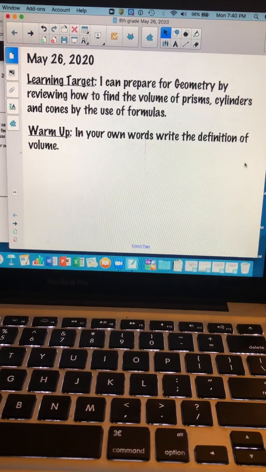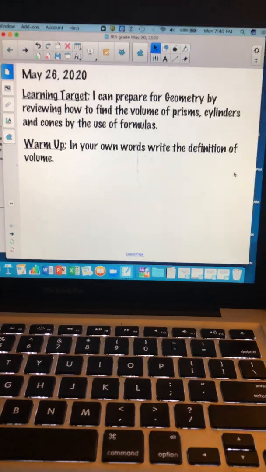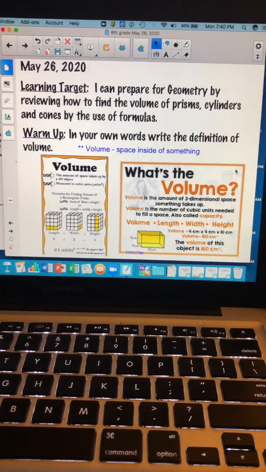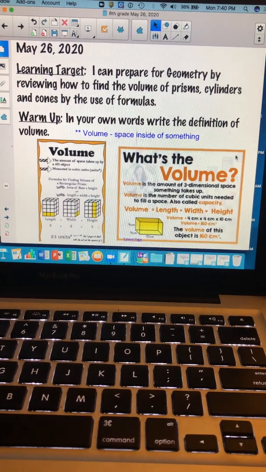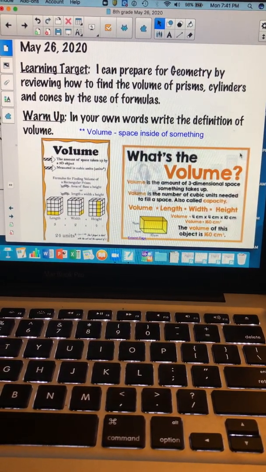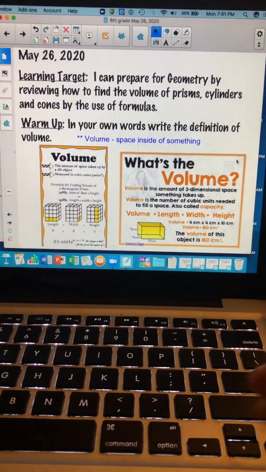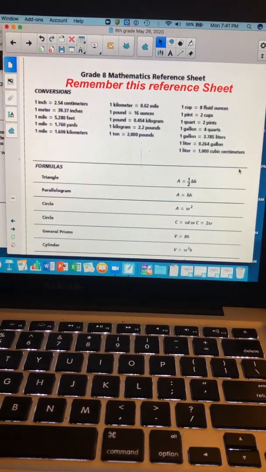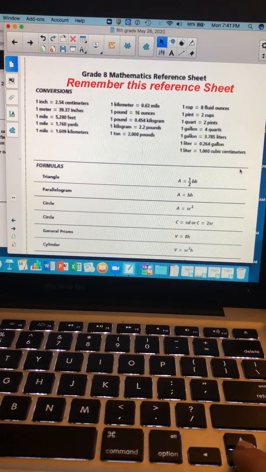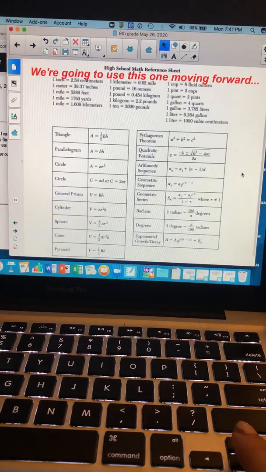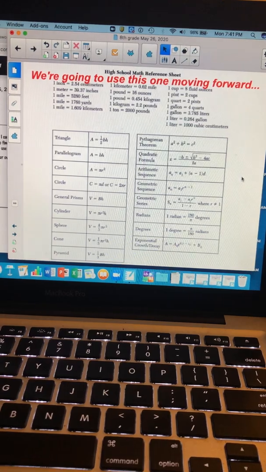Okay, in your own words, I wanted you to think of how you would define volume. Volume is going to be the space inside of something. There's a few different graphics there that give you a deeper understanding of what volume is, although you should already be somewhat familiar with it. This was the 8th grade reference sheet that we had been using when we were doing this topic. We are now going to be using this one moving forward. This is your high school math reference sheet.